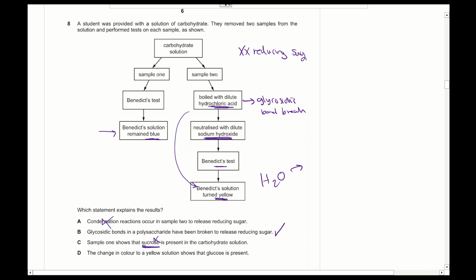D. The change in color to a yellow solution shows that glucose is present. We cannot always confirm that it is glucose. The reason for this is there are other types of reducing sugars, not only glucose. Therefore, the answer is going to be B.